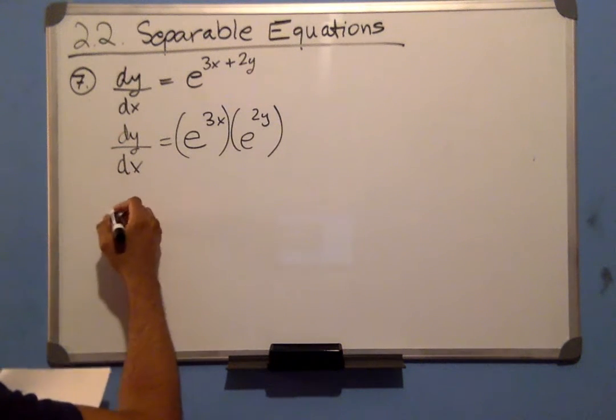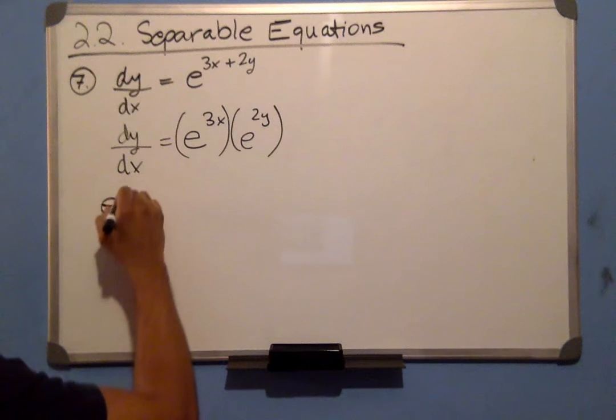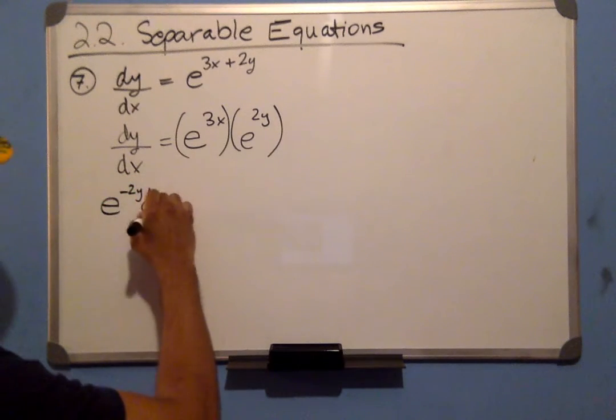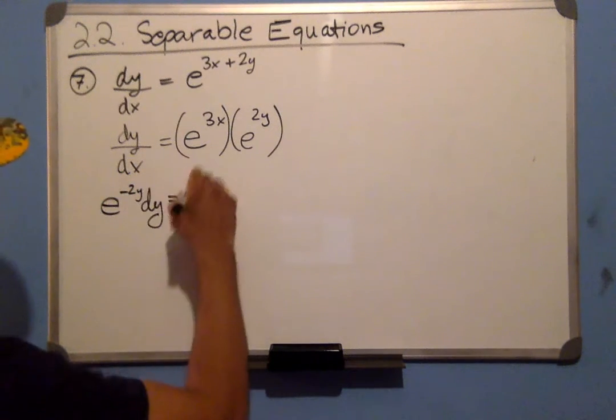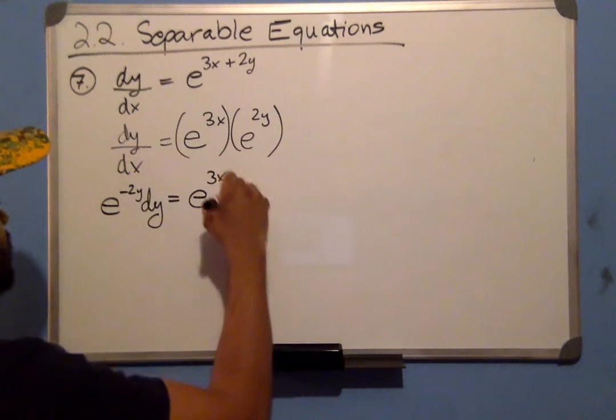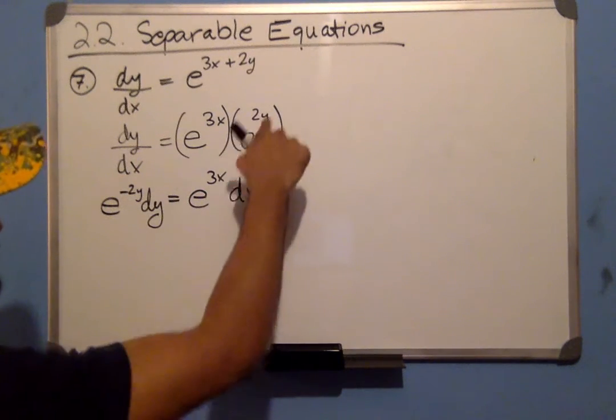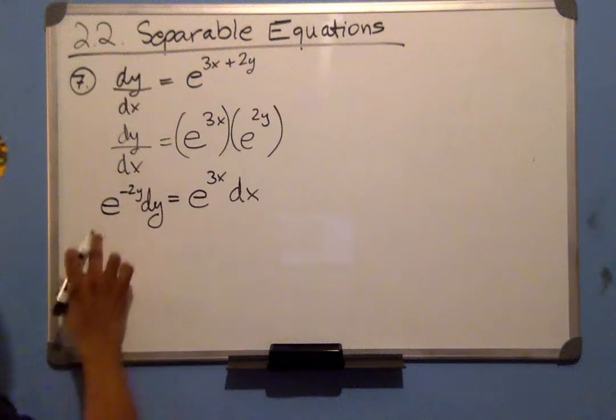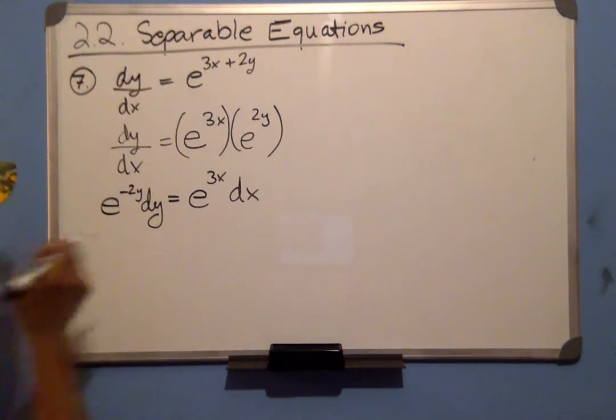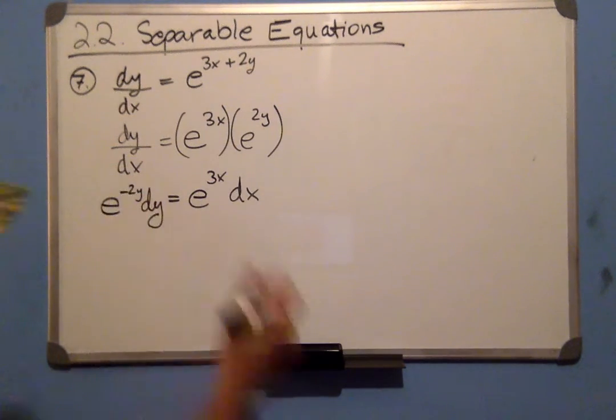Okay, so what I'm going to do is I'll say e to the negative 2y dy is equal to e to the power of 3x dx. So all I did was take e to the 2y and divide it on this side. As opposed to putting it on the denominator, I just brought the exponent upstairs and made it negative.